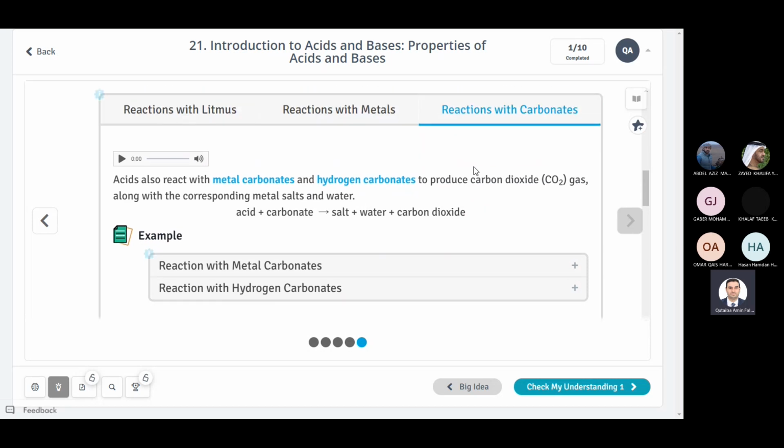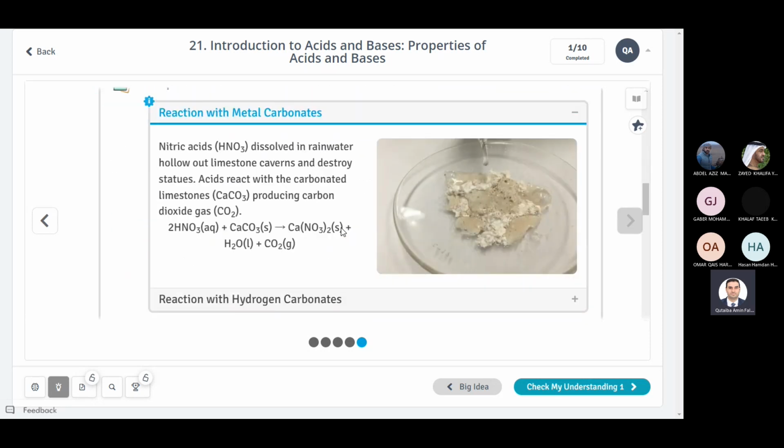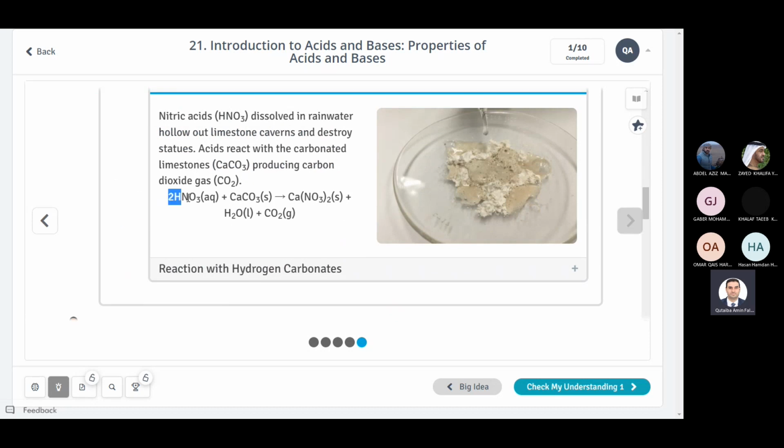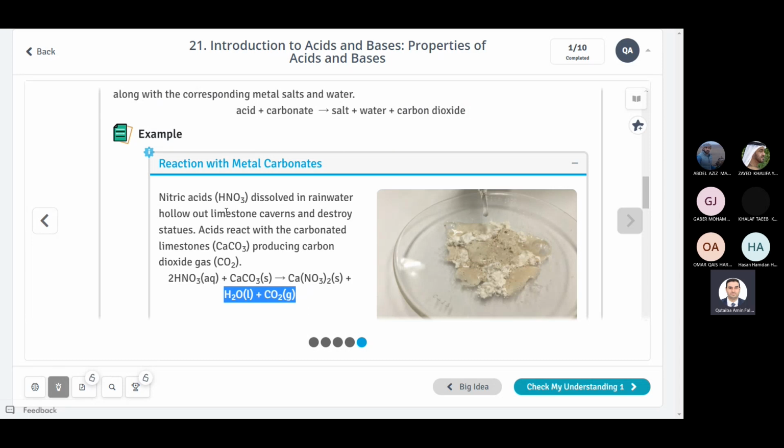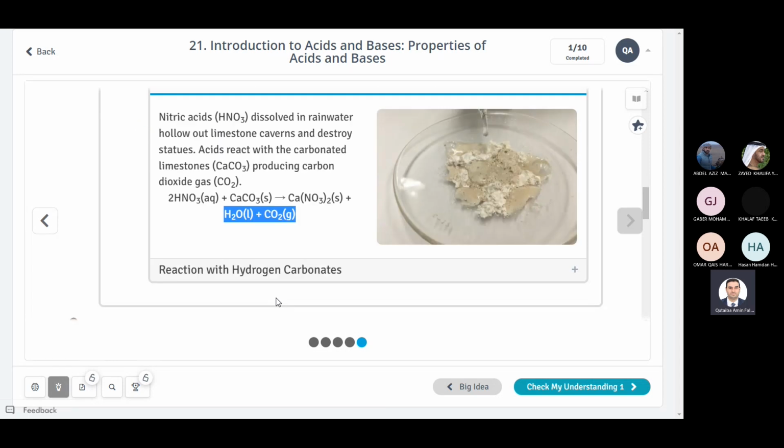Reactions with carbonate. Okay. If you have a reaction with metal carbonate, what will happen? Imagine you have an acid, nitric acid, and any carbonate, like carbonated limestone. You're going to have the salt, water, and carbon dioxide. So if you see anything related to carbonate, it means it will be decomposed and give you water and carbon dioxide.